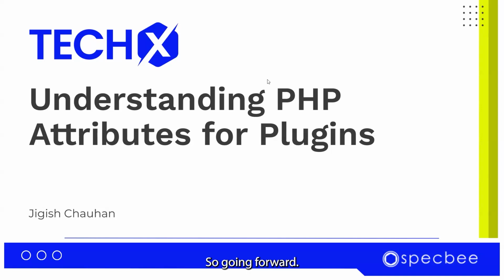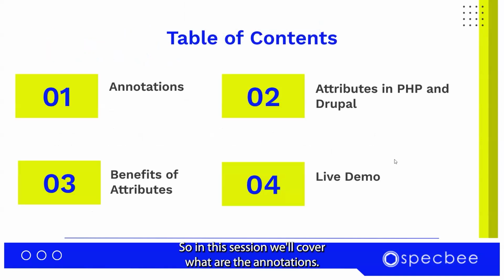So going forward, in this session, we'll cover what annotations are. Generally, we have all gone through annotations at some time, but still we'll give a brief overview. Then we'll go through what attributes are in PHP and how we can use them in Drupal. After that, we'll see some of the benefits of attributes. And last but not least, we'll go with the demo of how attributes work in Drupal.